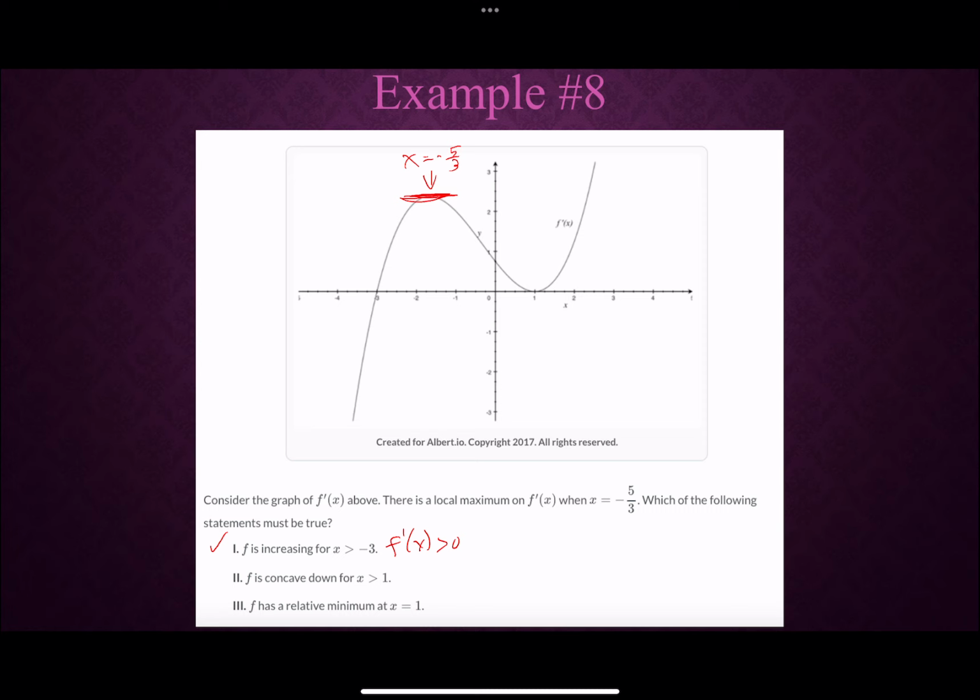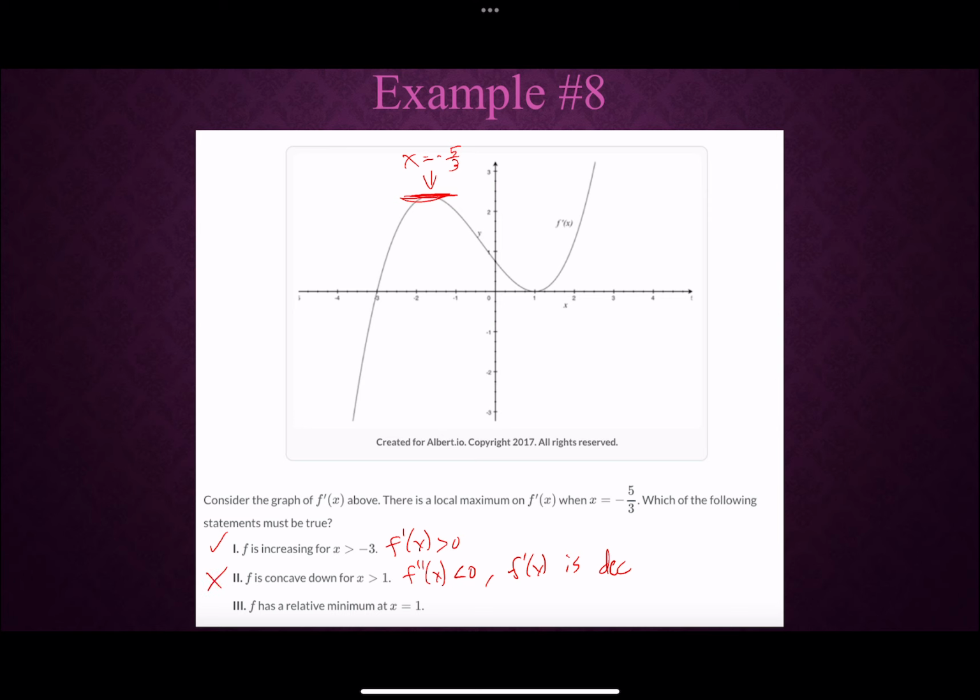Are we concave down when x is greater than 1? Well, again, we're looking at whether the second derivative is negative and therefore the first derivative is decreasing. Well, no, exactly. It's the opposite. From 1 on to infinity, the first derivative is increasing, therefore it would be concave up. So that would be false.